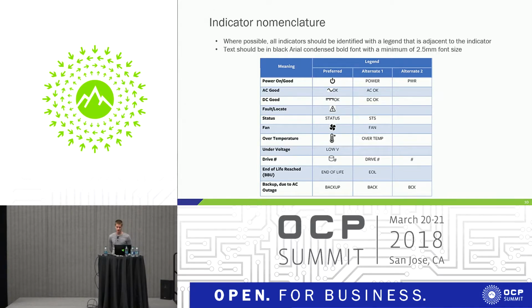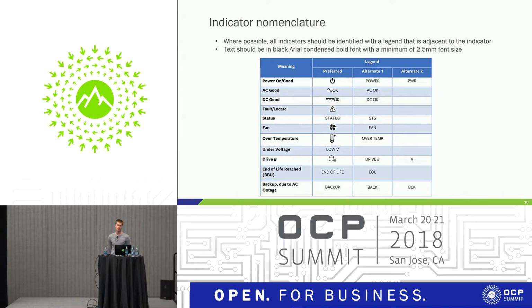So on this slide, we've had a lot of changes in the last month from the monthly OCP calls. So this one's going to be significantly changed in Rev 0.3 of the spec that I'll hopefully upload next month. But for this one, this defines all of the symbols that shall be used to define what an indicator is trying to communicate, right?